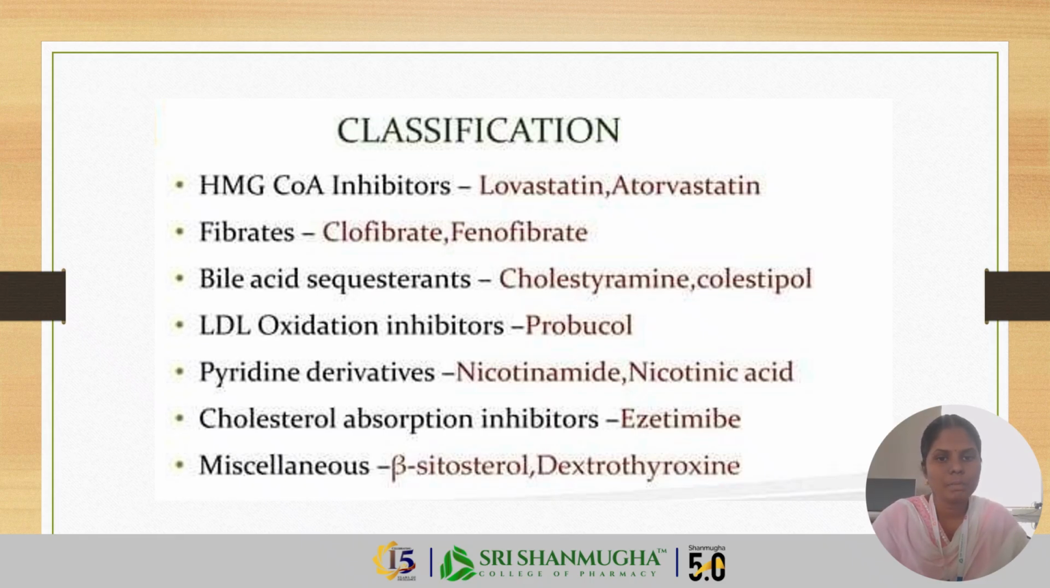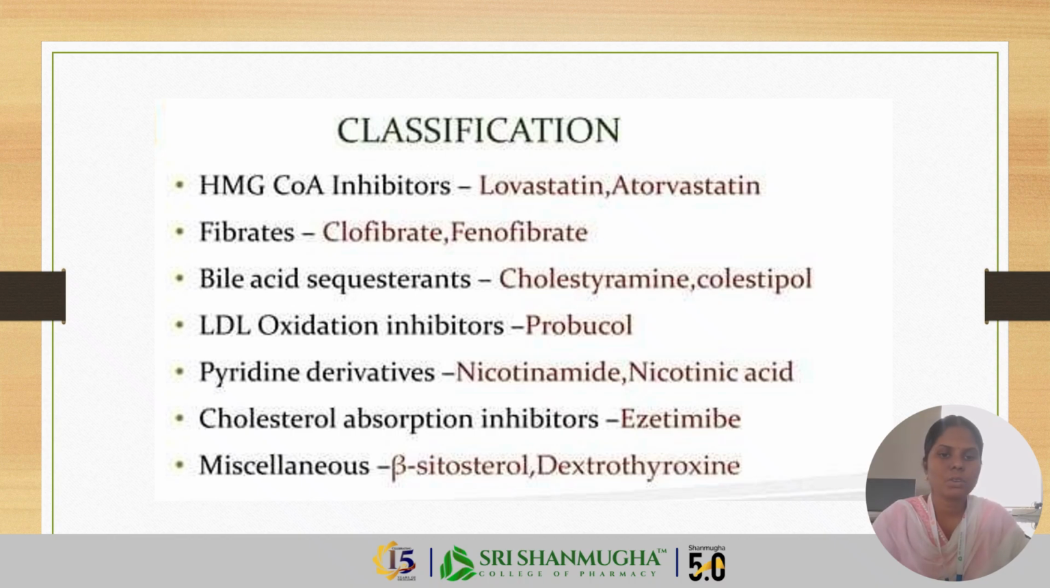And the third one is bile acid sequestrants. Examples for bile acid sequestrants are cholestyramine and colestipol. The fourth one is low density lipoprotein oxidation inhibitor. An example for this one is probucol. And the next type is pyridine derivatives. Examples for pyridine derivatives are nicotinamide and nicotinic acid.